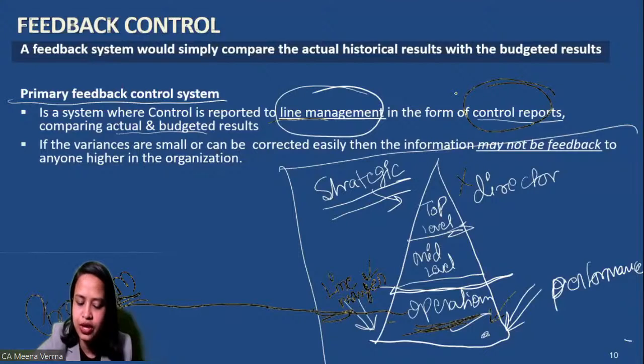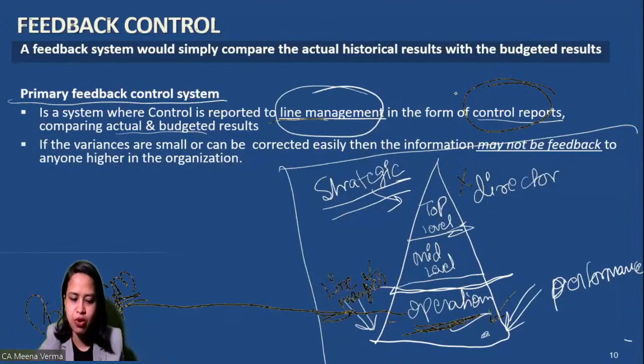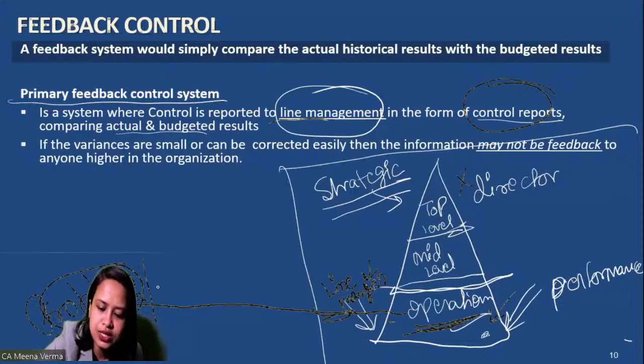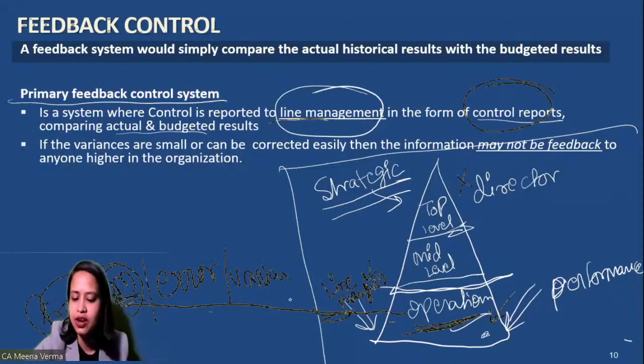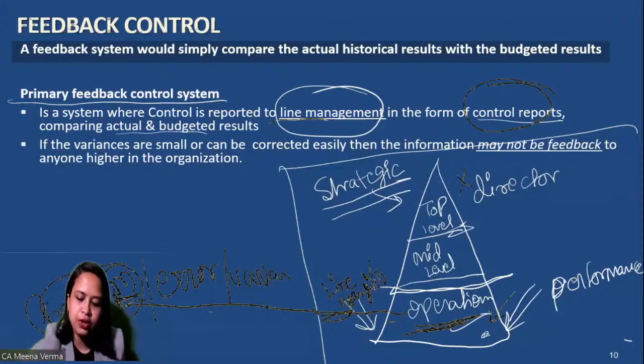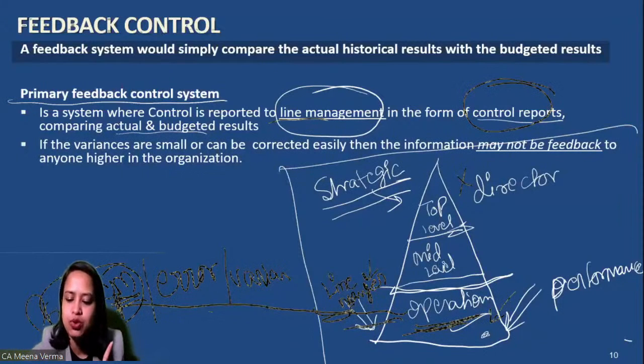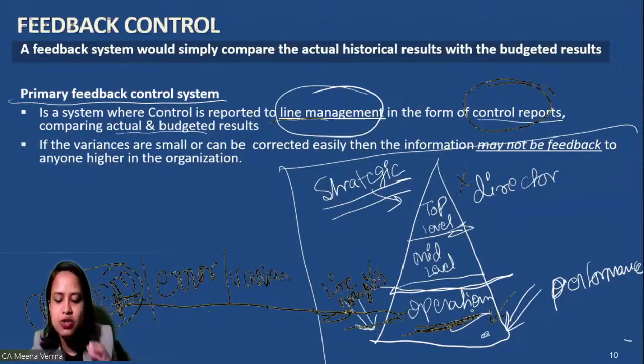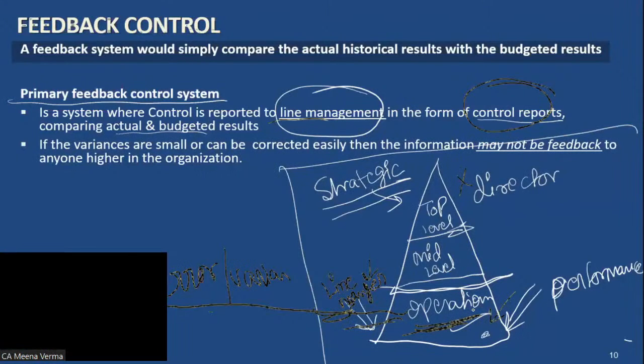They prepare the control report, they compare the actual with the budgeted performance, and they find the error, problem or variances. They report this problem, error or variances to the line manager, and they will try to find out a way to improve this. Whatever problem arises here, they do not report it to the top management level. They resolve this problem at their own level. So this is how they work.